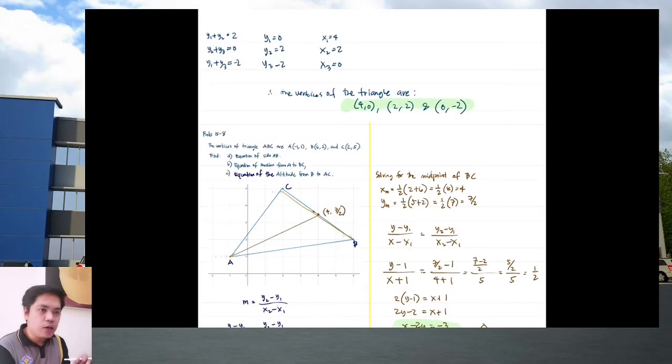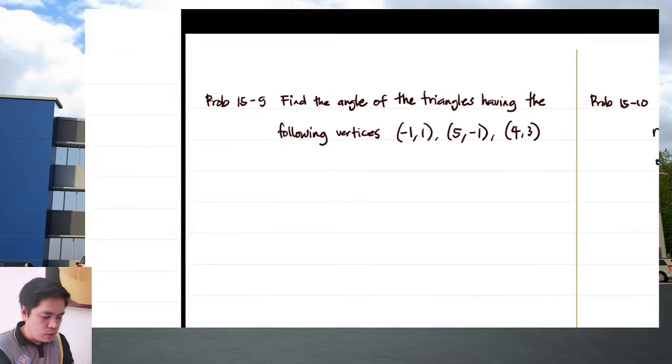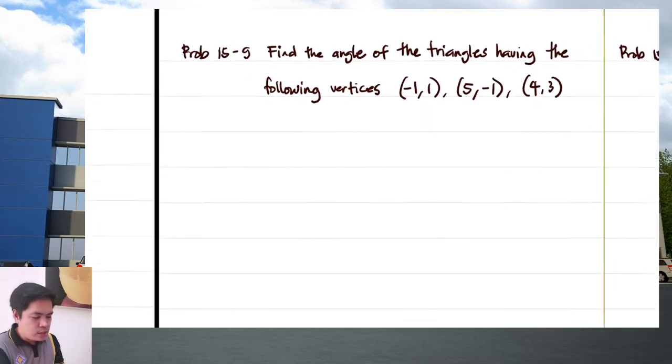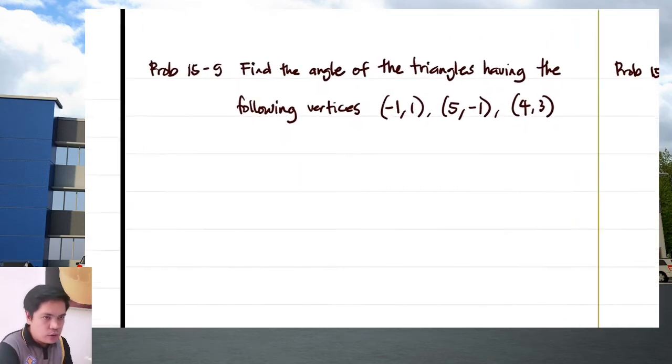Okay, now let's continue with answering some problems related to the topics we discussed. Let's try problem 15-9. Find the angle of the triangles having the following vertices: negative 1, 1, 5, negative 1, and 4, 3.